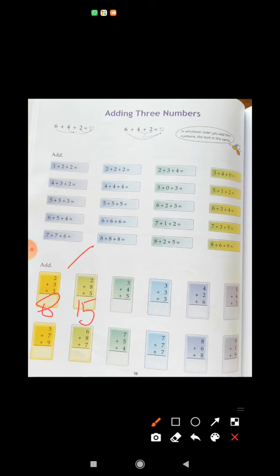Next, 3 plus 4 is 7. 7 plus 5 is 12. Next question, 3 plus 3 is 6. 6 plus 3 is 9.